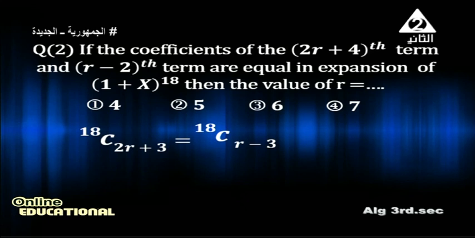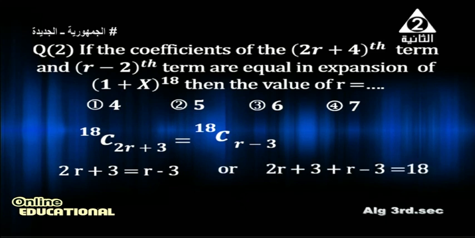But by steps, look at 2r plus 3 equals r minus 3, or the summation of 2r plus 3 plus r minus 3 equals 18. The first equation gives r equals negative 6, refused. The second equation gives r equals 6. Then the correct answer is 6.